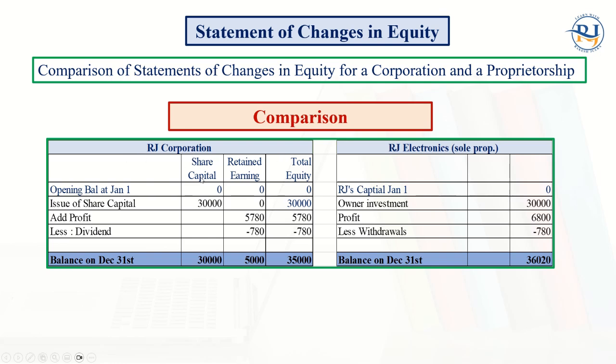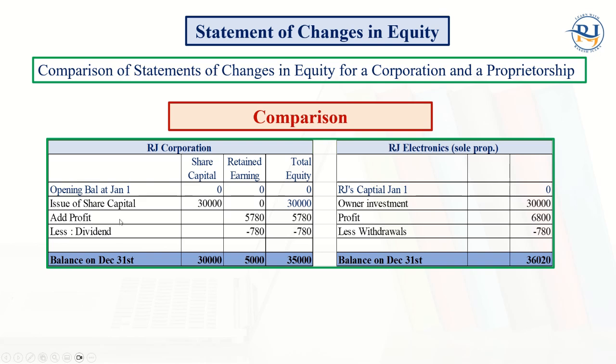RJ Corporation, the share capital that we have at the beginning is 0 and retained earnings 0, and the total will be 0. Issue of share capital by the company is $30,000, and there will not be any profit at the beginning of the year, so it will not be calculated. So it means total equity will be this much.